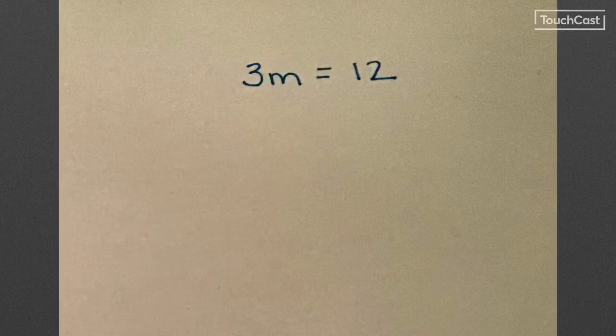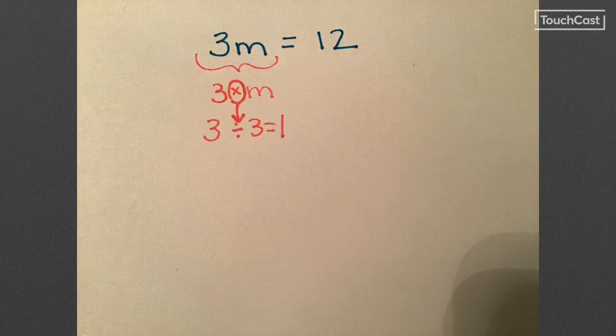Our next equation is 3m equals 12. Now this means 3 times m. So we want to think 3 times what would equal 12. Now since we're doing multiplication, I need to use the inverse operation to make sure m is all alone. What is the inverse of multiplication? Hopefully you said the inverse of multiplication is division.